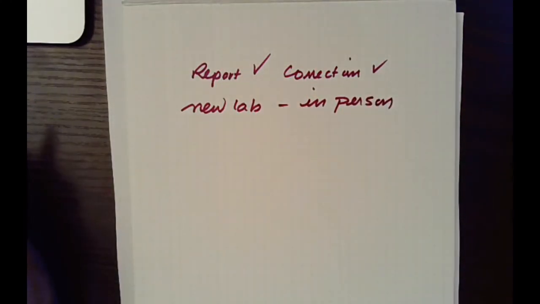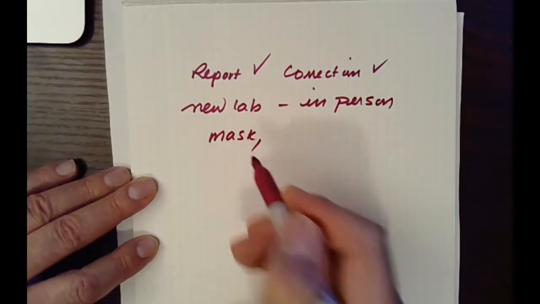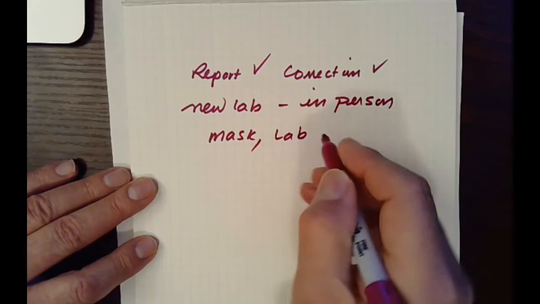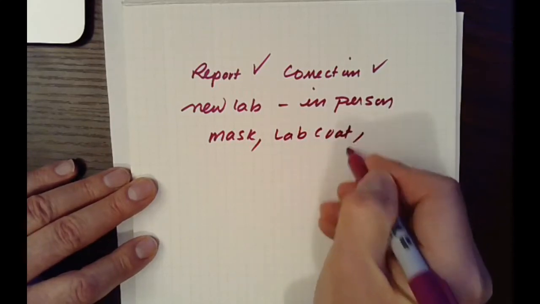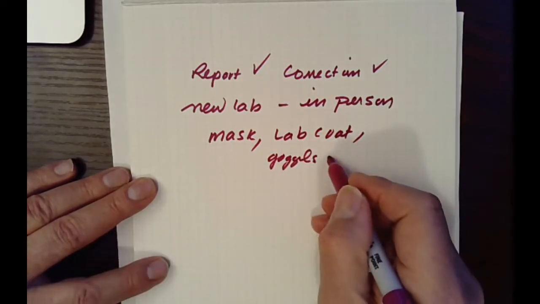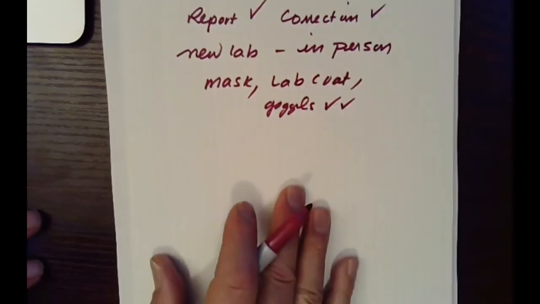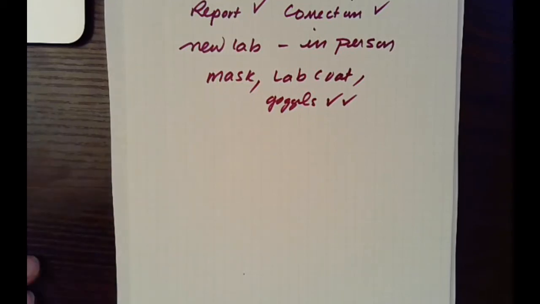Of course, when you come to an in-person lab, you have to have a mask. You have to have a lab coat, goggles, and be safe in the lab. You're going to keep a distance, trying to, and be safe. Come there a little bit ahead of time. It's going to be your first lab, so we can talk about the lab and what we do in the lab.